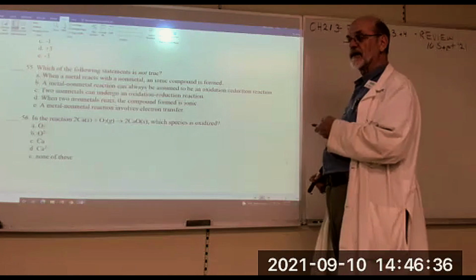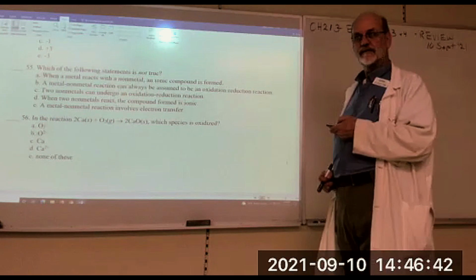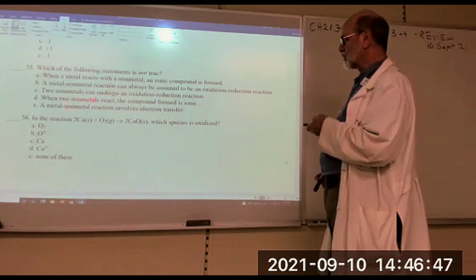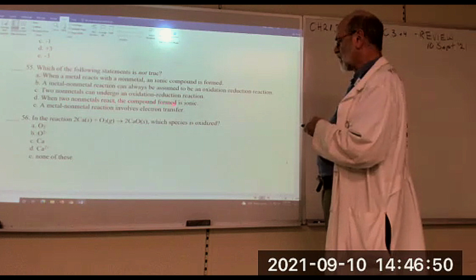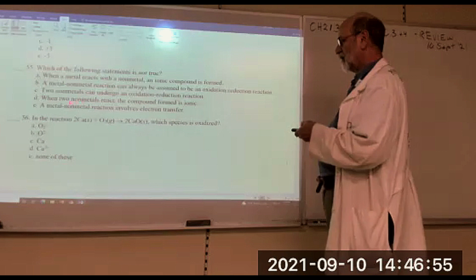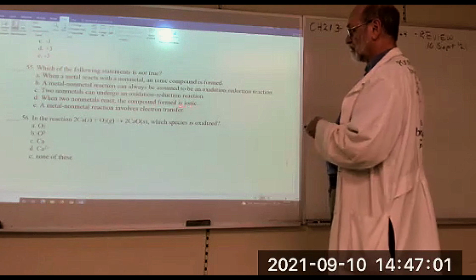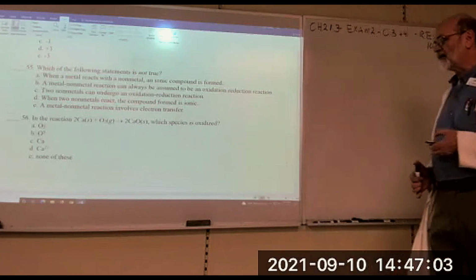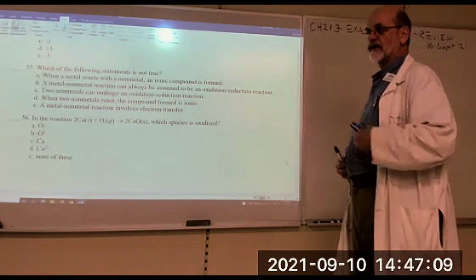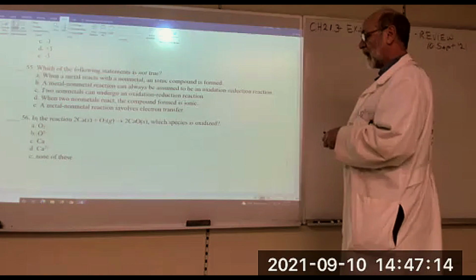All you have to do is take methane and burn it in oxygen. Right. Carbon, hydrogen, oxygen, they're all nonmetals. When two nonmetals react, an ionic compound forms. No, that's false. A metal-nonmetal reaction involves electron transfer. Yeah, that's true. So D is the false one. You don't get an ionic compound from two nonmetals. Nonmetals tend to accept electrons, and metals tend to give them up, as a general rule.